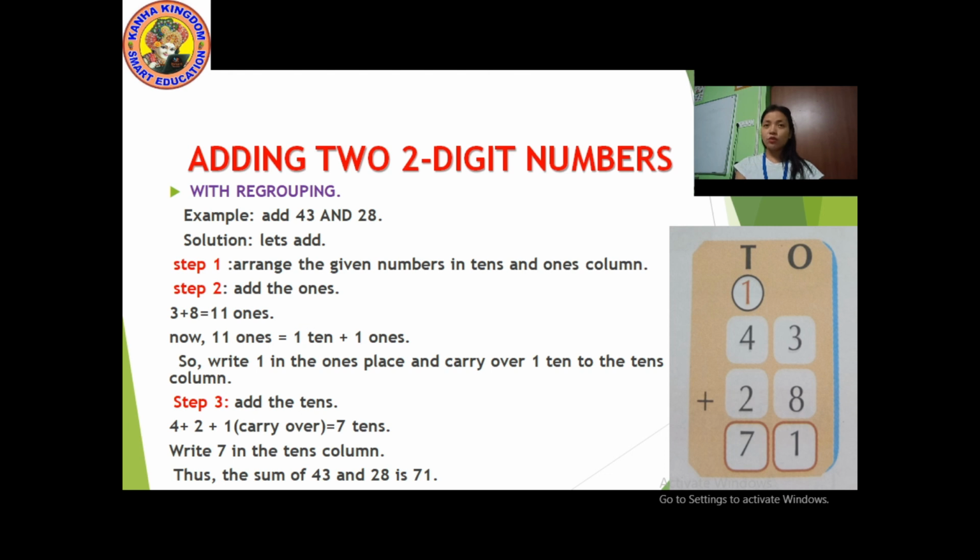Okay student, I hope you all have understood the concept of adding two-digit numbers with regrouping and without regrouping also.